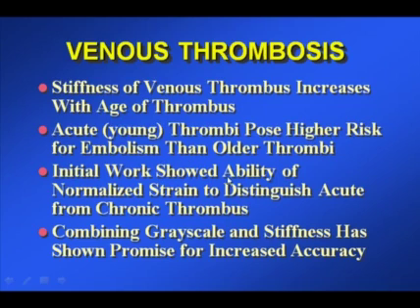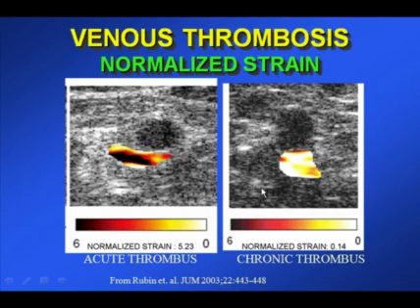Some initial work has shown the ability of strain imaging to distinguish acute from more chronic thrombi. And it's known that grayscale imaging can help with this distinction, but is not reliable by itself. So perhaps combining the grayscale imaging and elasticity imaging for evaluation of thrombus will be more promising. Here's an example of venous thrombosis with normalized strain being calculated.